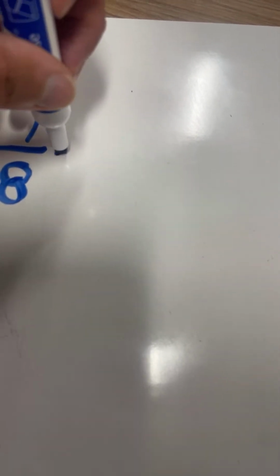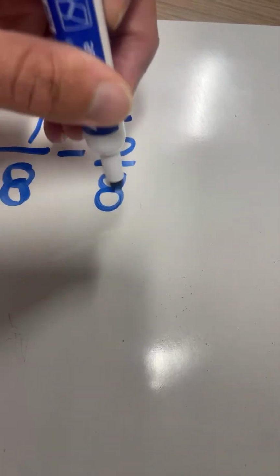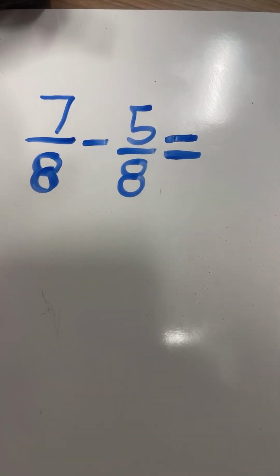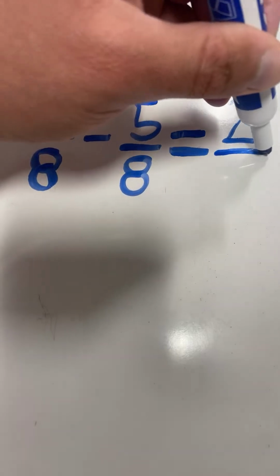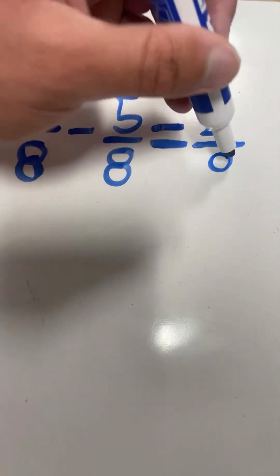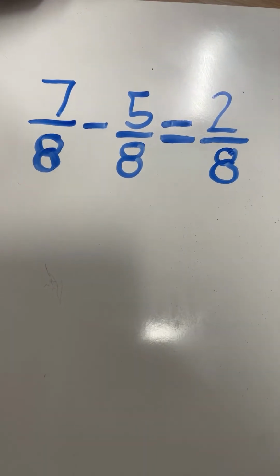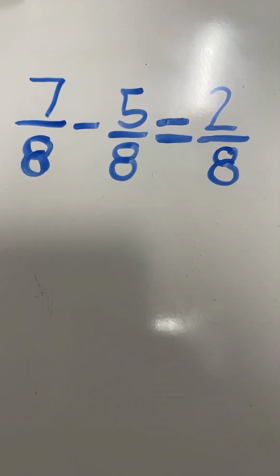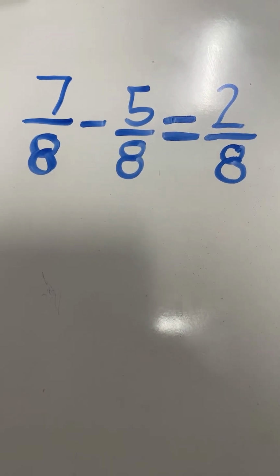All right. Stay tuned for the final example of the video. All right, 7/8 minus 5/8. So we start out, we subtract our numerators. 7 minus 5 equals 2. Our denominator stays the same. Our denominator is 8 for both the fractions here. And we have our answer, 7/8 minus 5/8 equals 2/8. Now that answer is not reduced to lowest terms, but reducing fractions to lowest terms, we'll save that for another fraction satisfaction live stream.